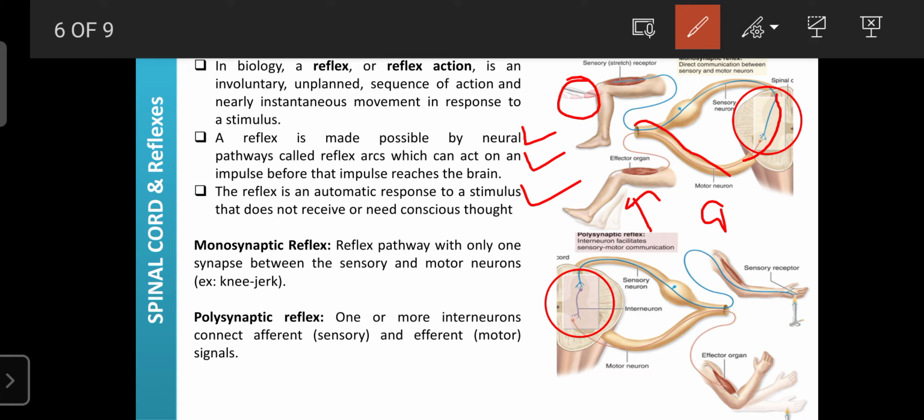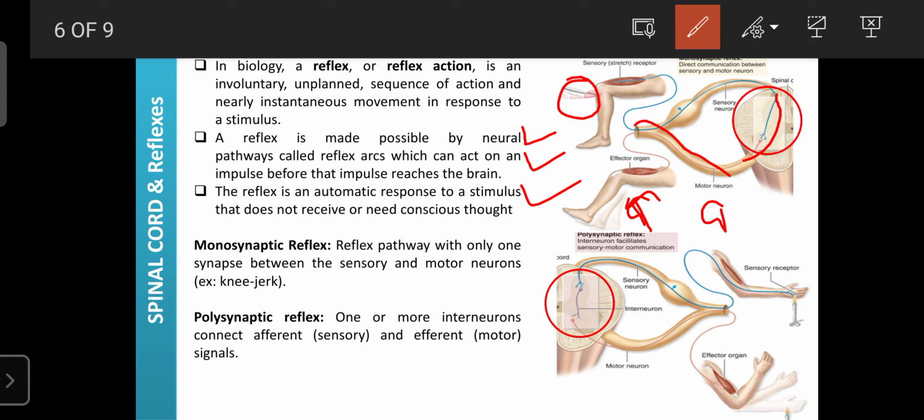Then our leg will jerk. In such types of reflexes, there is no involvement of other neurons or interneurons or parts of the brain, and no knowledge to the brain occurs. Such reflexes are known as monosynaptic reflexes. It occurs between the sensory receptor and sensory neuron, then the motor neuron and effector organs. So there is no other interneuron involved in the integration of that message. Such reflexes are known as monosynaptic reflexes.